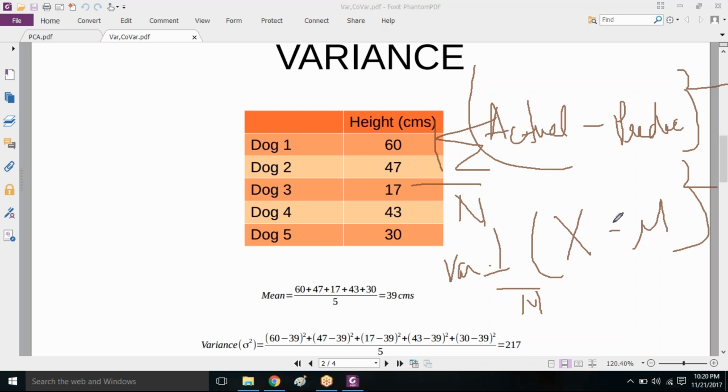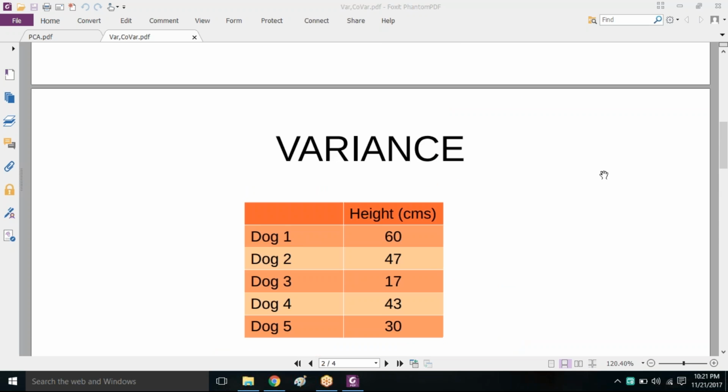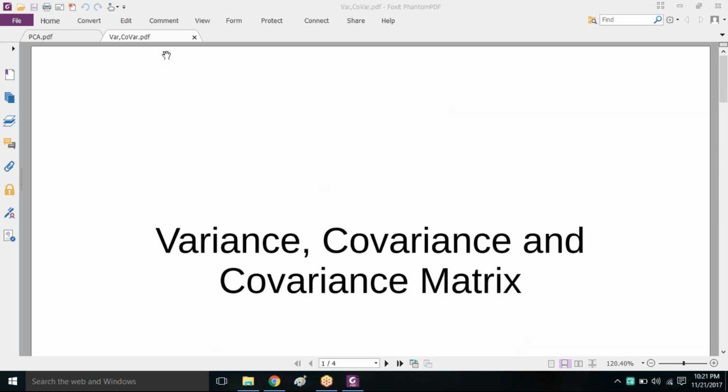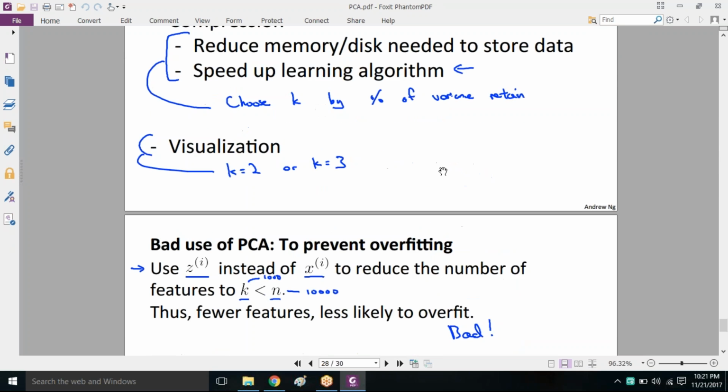I am trying to find out the spread in the data. I'm not predicting anything. I have just a data distribution and I want to know the characteristic of that data distribution, how much spread is there in the data. So the contexts are different. Basically that's what I just wanted to tell you about this mean and variance stuff, because these things will come in PCA. So now maybe we will start PCA.